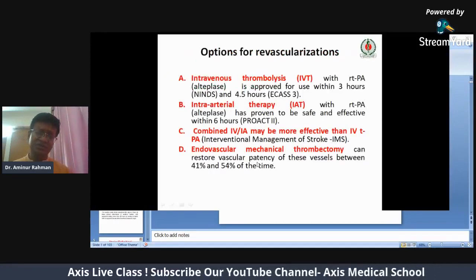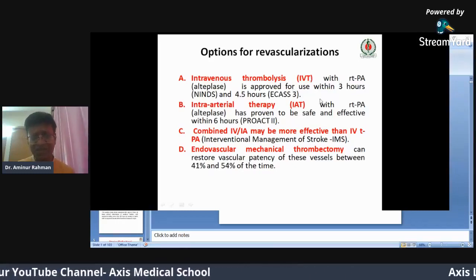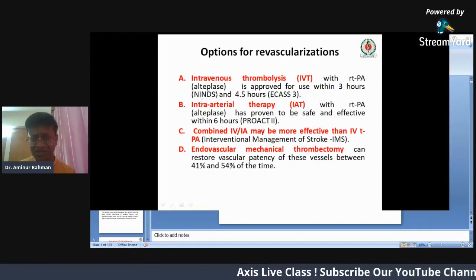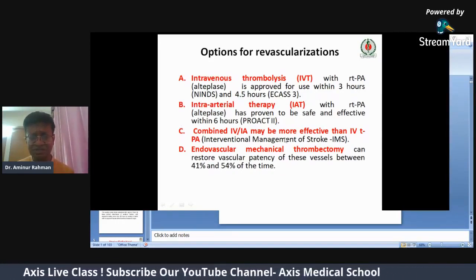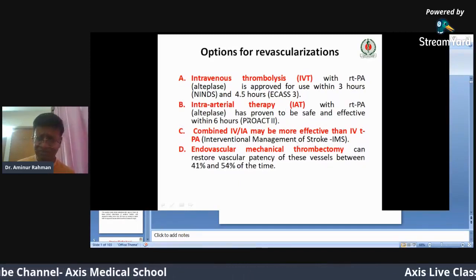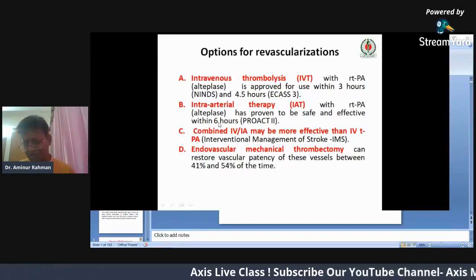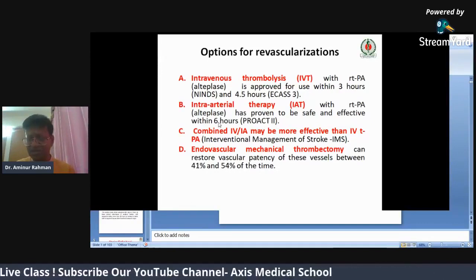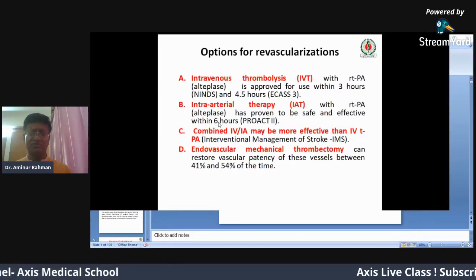And other revascularization: intravenous thrombolysis with rtPA is approved within 3 hours. This is one study, and another study shows 4.5 hours. Intra-arterial thrombolysis was effective in the PROACT study, and another analysis showed 6 hours. So you can say intravenous or intra-arterial thrombolysis is usually safe up to 4.5 hours.